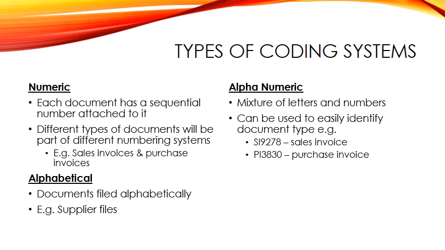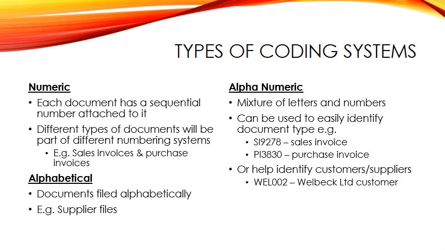So this can, for instance, be used to help us identify document types. So we might have each sales invoice numbered SI and then followed by a sequential number. And then PI would represent purchase invoice, again followed by a sequential number. And that way, when anyone gives us a sales invoice reference number, we can clearly identify that we're dealing with a sales invoice or a purchase invoice right from the off.